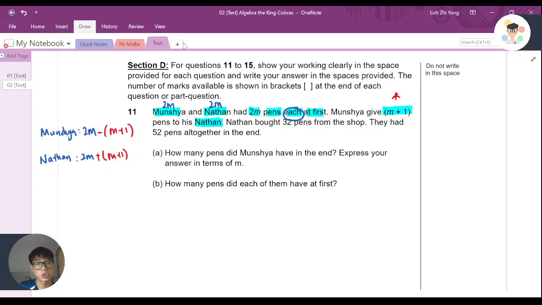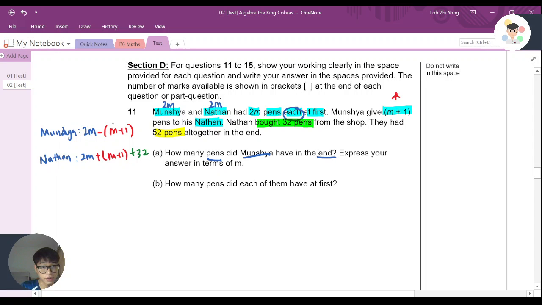And it continues to say that Nathan bought 32 pens from the shop. It means that now Nathan adds 32 more. And at the end, they have 52 pens altogether. Okay, let's look at Question A first. Question A: how many pens did Munsha have in the end?